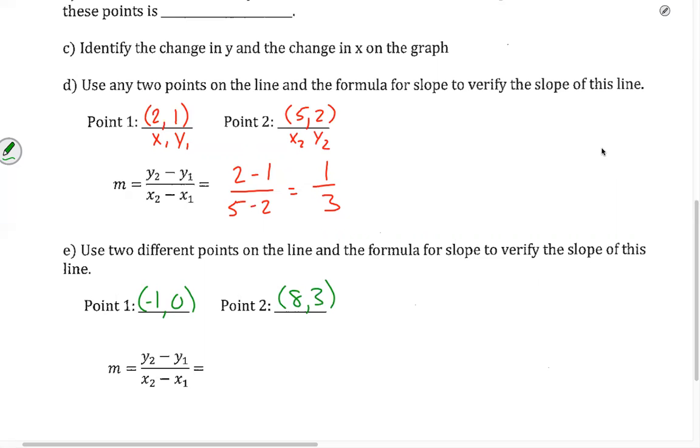Okay. Now it doesn't matter the order I put it in. I just wrote it this way because that was the way I memorized. So x1, y1, x2, y2. So I'm going to go ahead and plug this in. So I have 3 minus 0 over 8 minus -1. 3 minus 0 is 3. 2 negatives make a positive. 8 plus 1 is 9. Hey, look at that. 1/3.